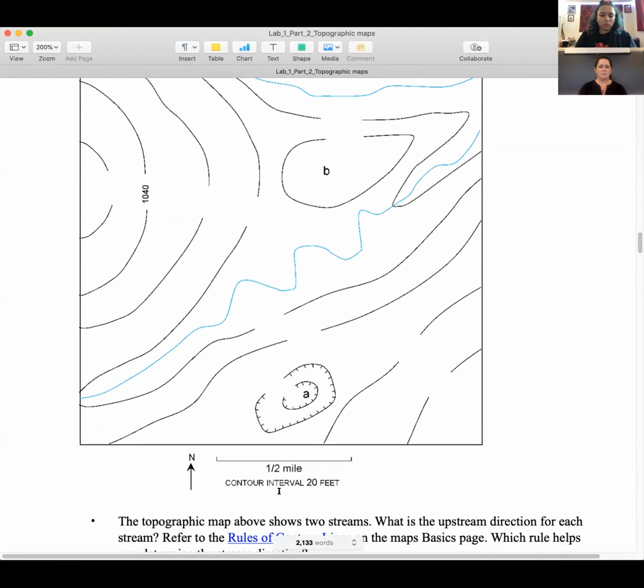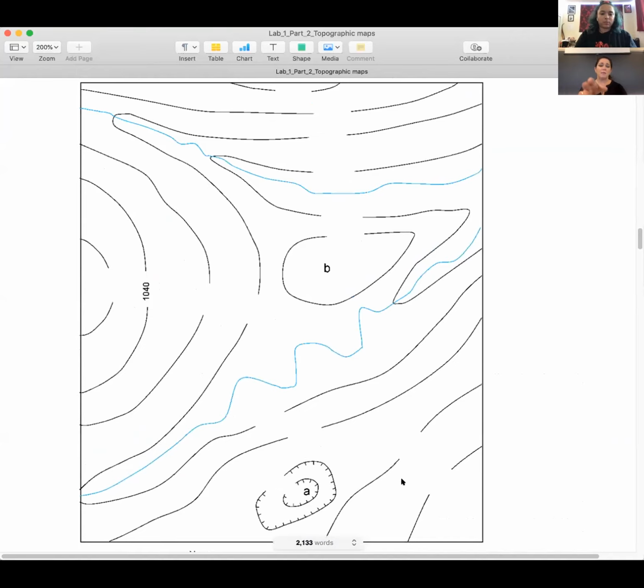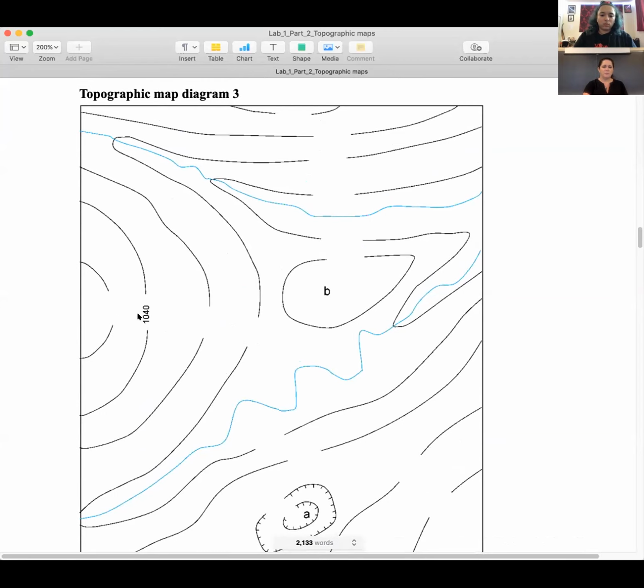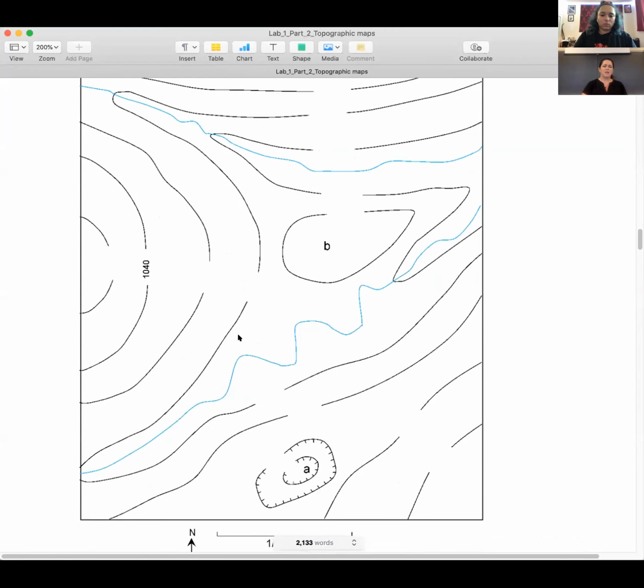You're given a similar half-mile scale again, and a contour interval of 20 feet. So your job is to interpret that map and figure out, do I count up from 1040 or down from 1040? Because that's the only one you're given. So it's kind of like a little puzzle, and hopefully it's a fun challenge and not a frustrating challenge for you.